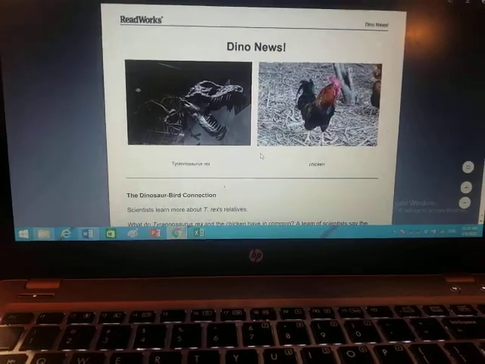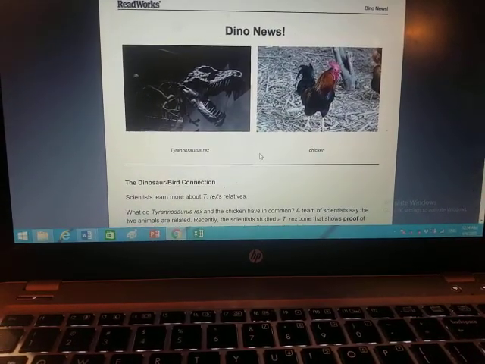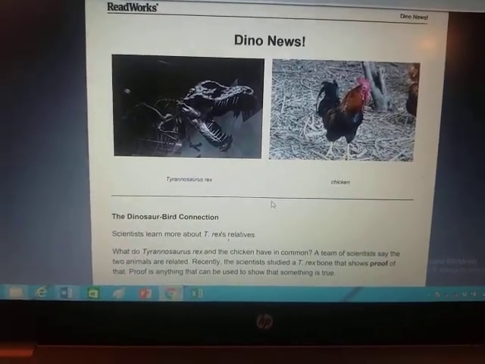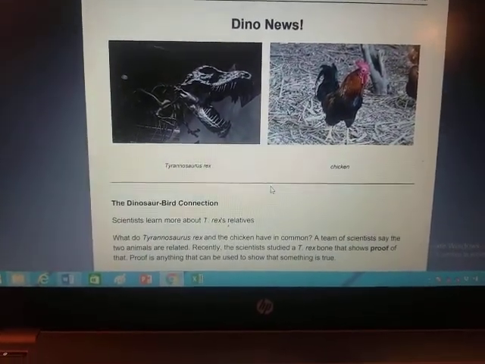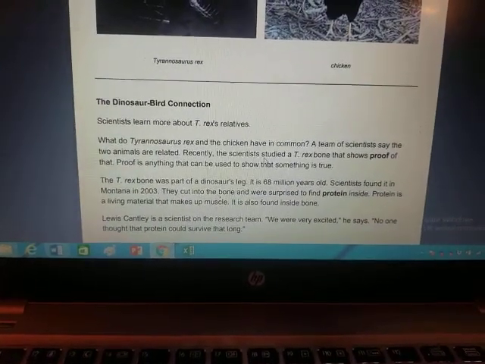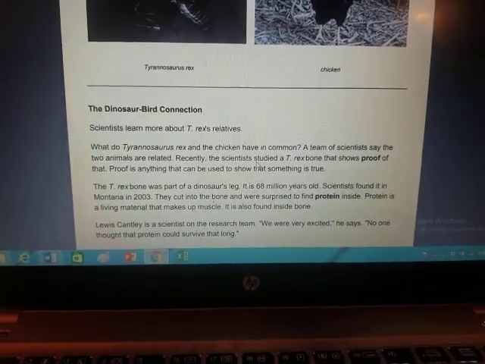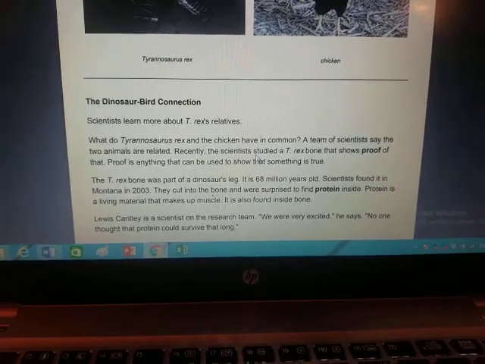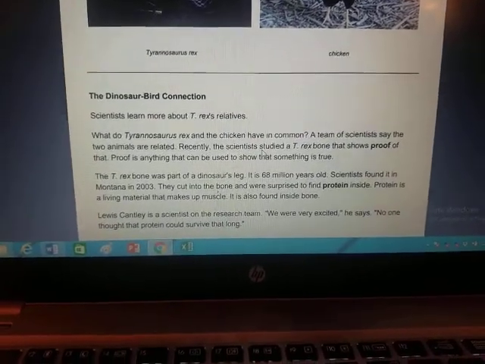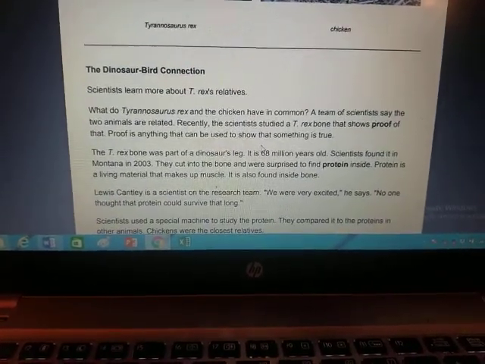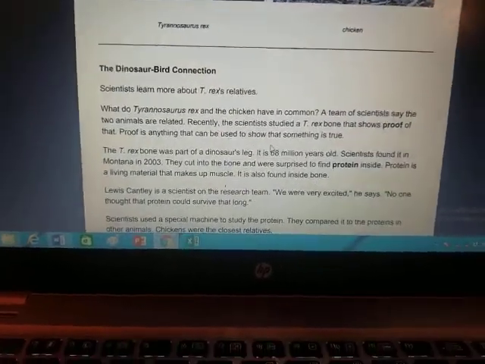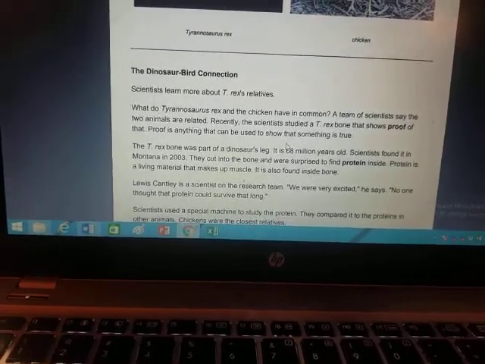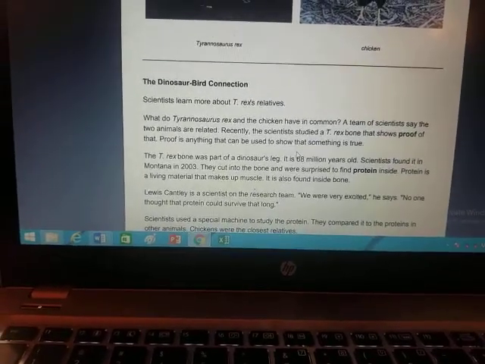So this is all about how dinosaurs and birds are somehow connected. So Dino News. To the left, you see a Tyrannosaurus Rex, and on the right, you see a chicken. The dinosaur-bird connection. Scientists learn more about T-Rex's relatives. What do Tyrannosaurus Rex and the chicken have in common? A team of scientists say the 2 animals are related. Recently, the scientists studied a T-Rex bone that shows proof of that.